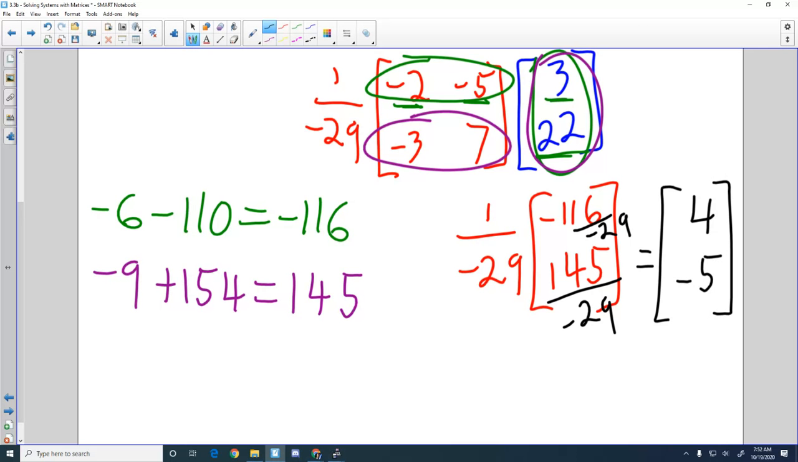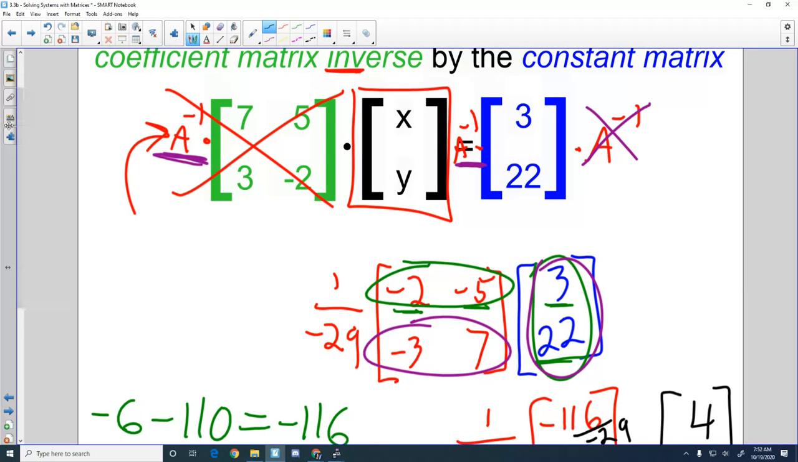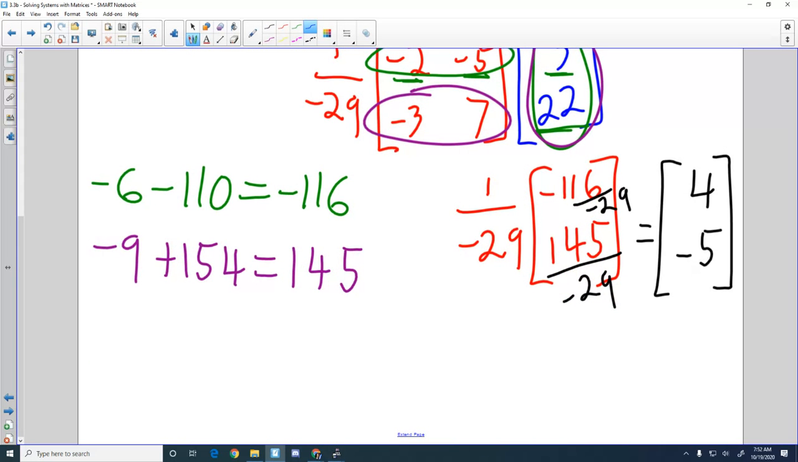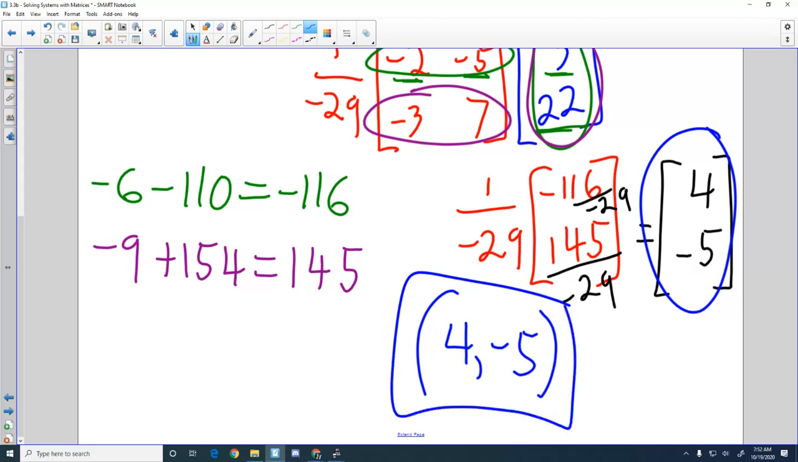Works out nicely. Now remember, we were solving this equation originally for our variable matrix, for x and y, right here. Guess what, everybody? Here's x and y. Solution to our system of equations is 4, comma, negative 5. All right, if we graph those two lines on the same coordinate plane, they would intersect at that point, 4, negative 5.